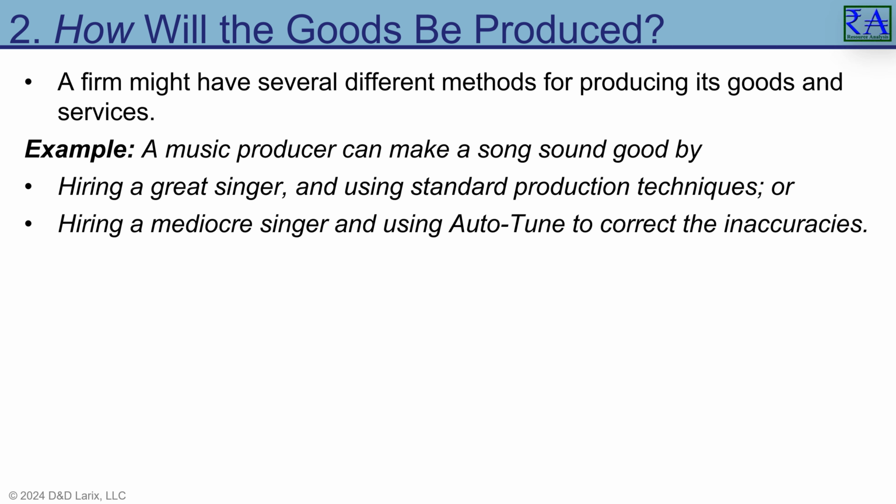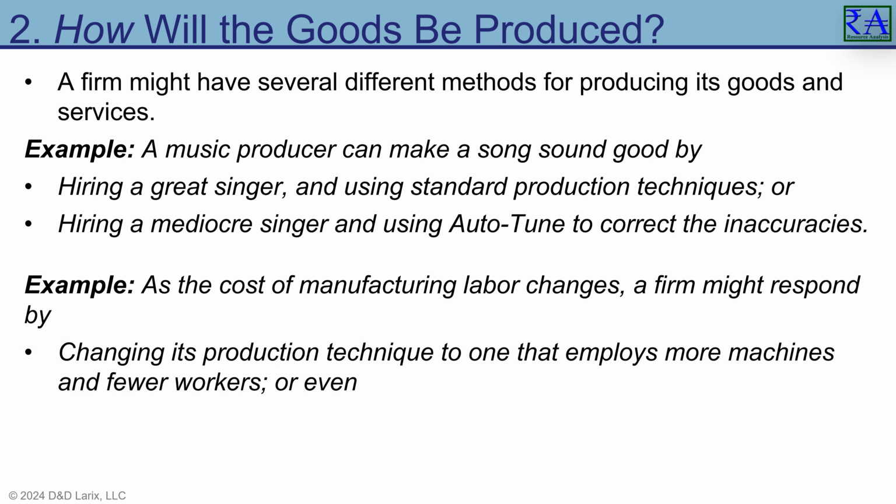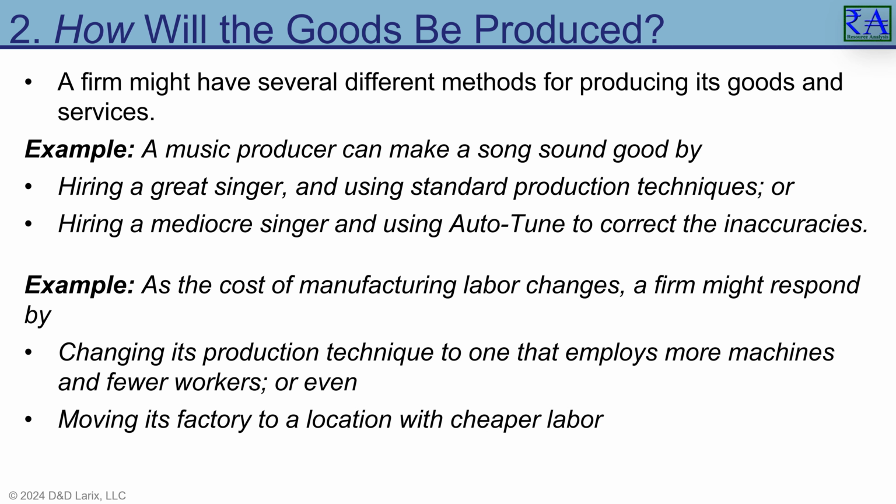Similarly, firms must adapt to changes in labor costs. If the cost of manufacturing labor rises, a company might switch to production techniques that use more machinery and fewer workers. Alternatively, they might move their production to a country with cheaper labor costs. These decisions are driven by financial incentives, such as tax benefits for employing more workers, or higher profits from offshoring production. Each choice impacts the overall cost and efficiency of production, illustrating the complex considerations firms must navigate in the marketplace.